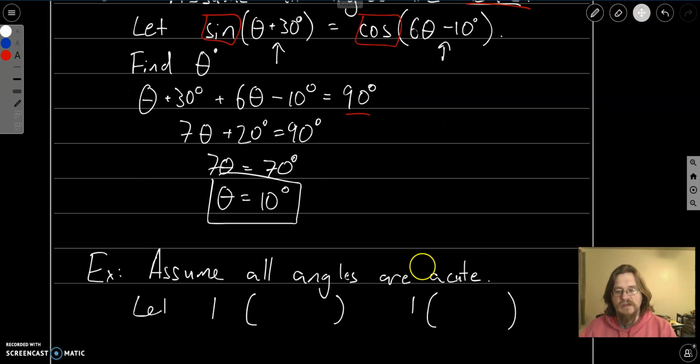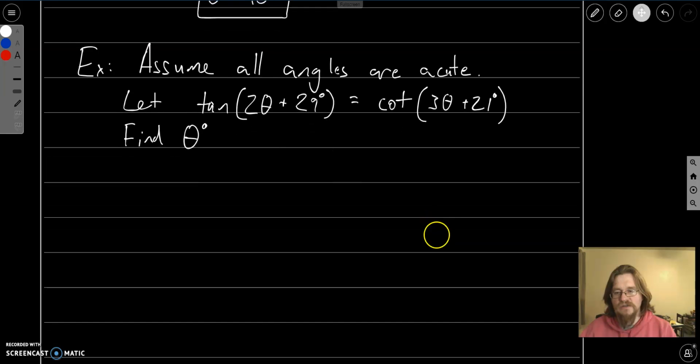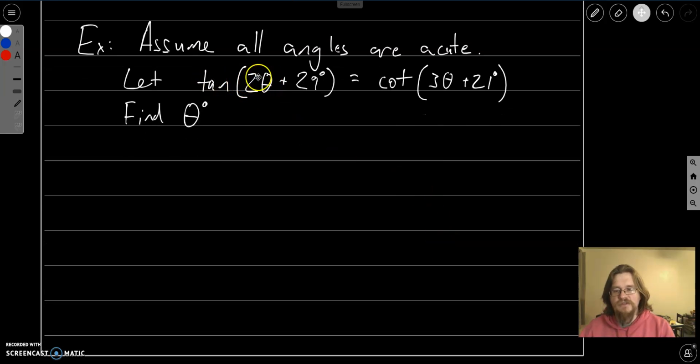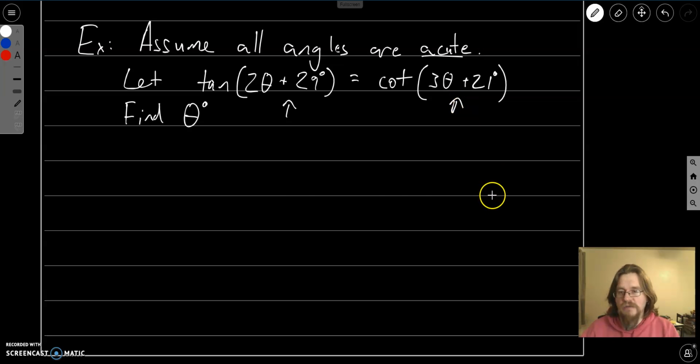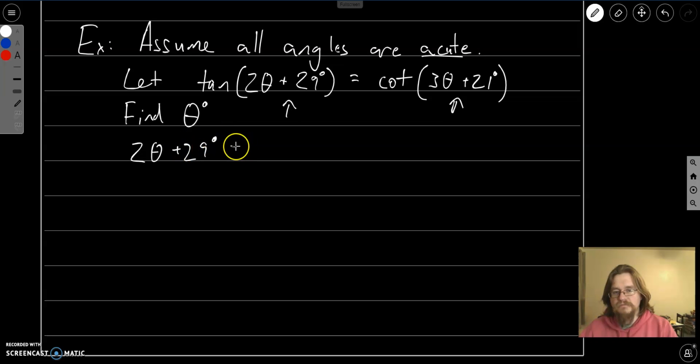Let's do one more example. Assume all angles are acute, and we'll let tangent of 2 theta plus 29 degrees be equal to the cotangent of 3 theta plus 21 degrees. Find theta. So again, we're assuming all angles are acute, and I've got cofunctions, so our angles must be complementary. So if I add up these angles, I should get 90 degrees because these are complementary angles.